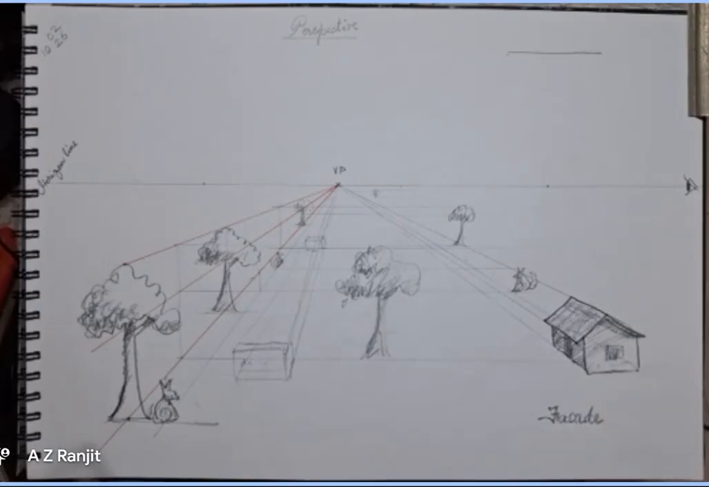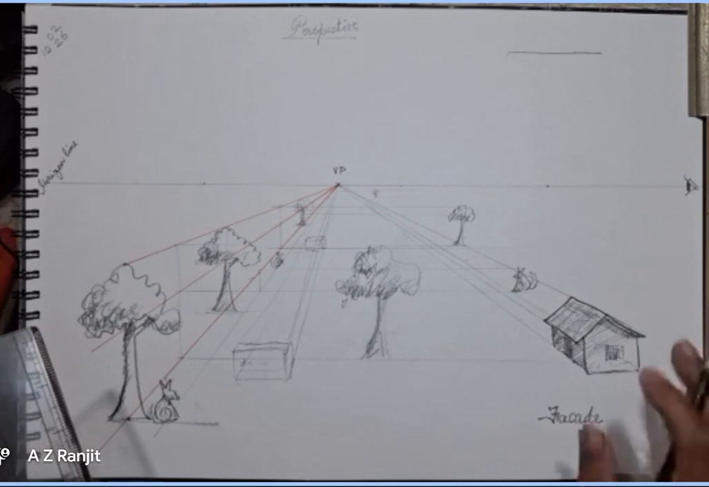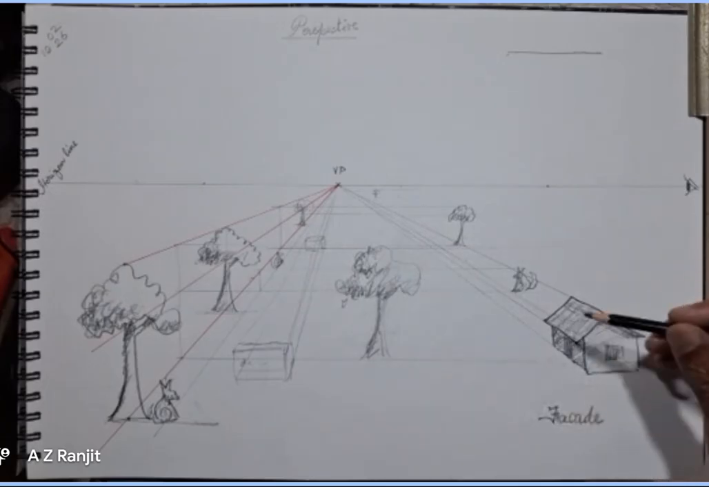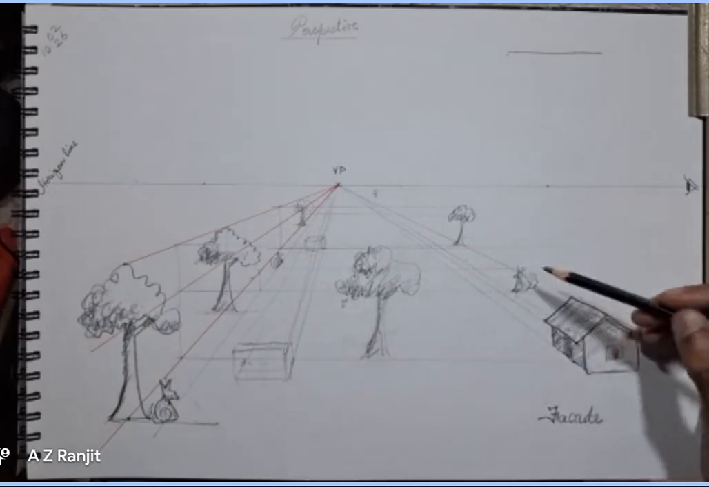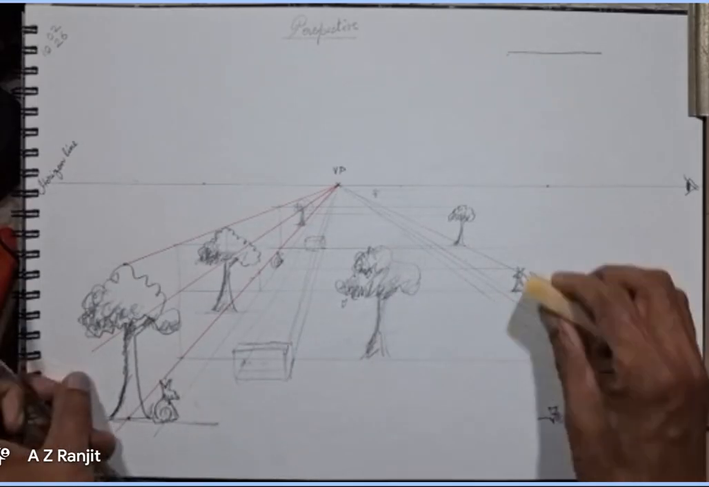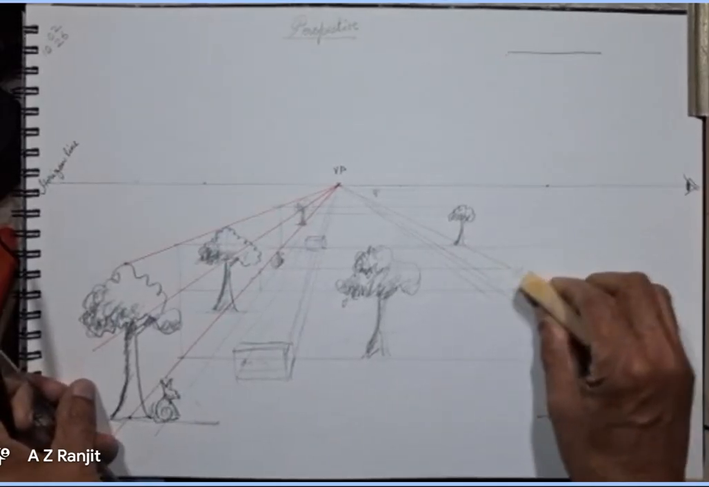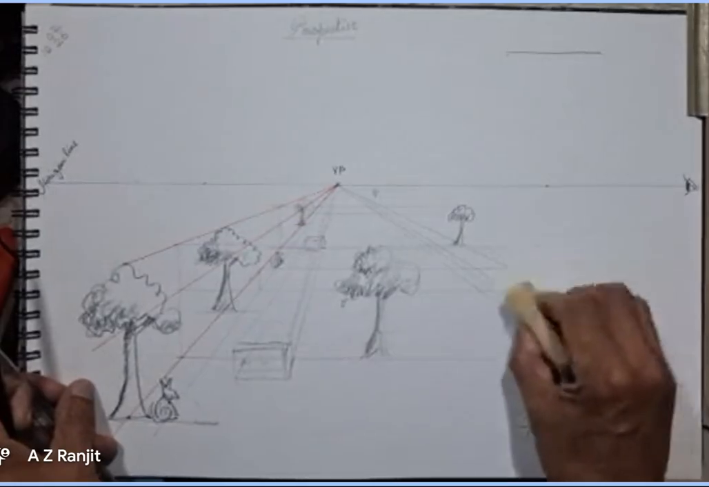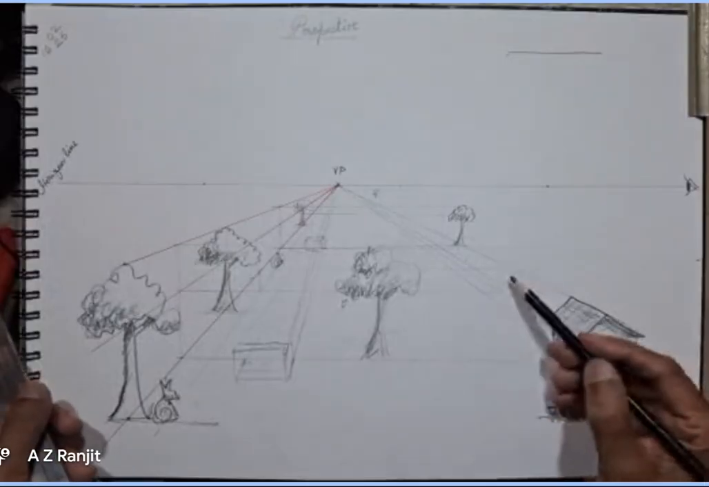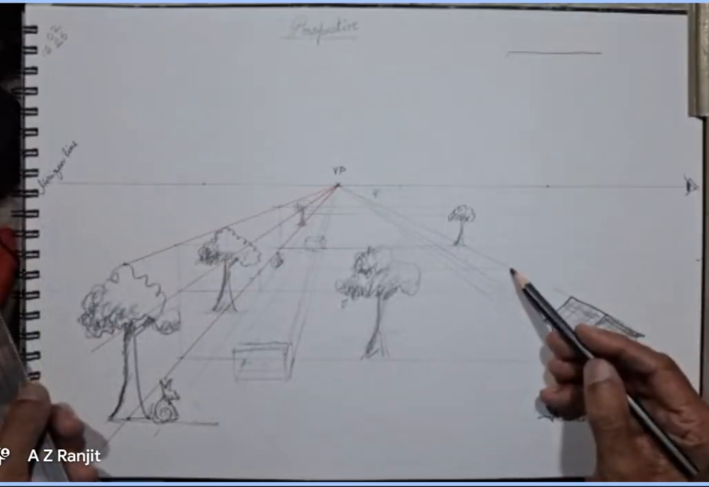Is this understood? How this hut is made? I'm making it as simple as possible. It's not proportionate to the rest of the drawing, but I'm just giving you the idea. Now I'm going to draw one more hut. We'll say that the dog has run away. Now there is one more hut which is exactly on the same line.